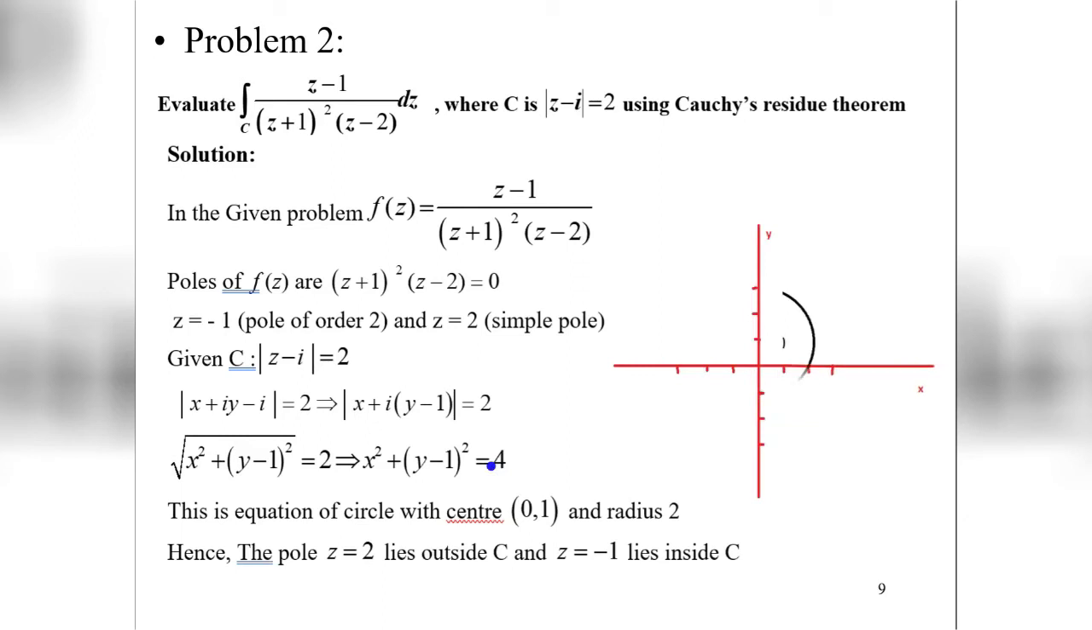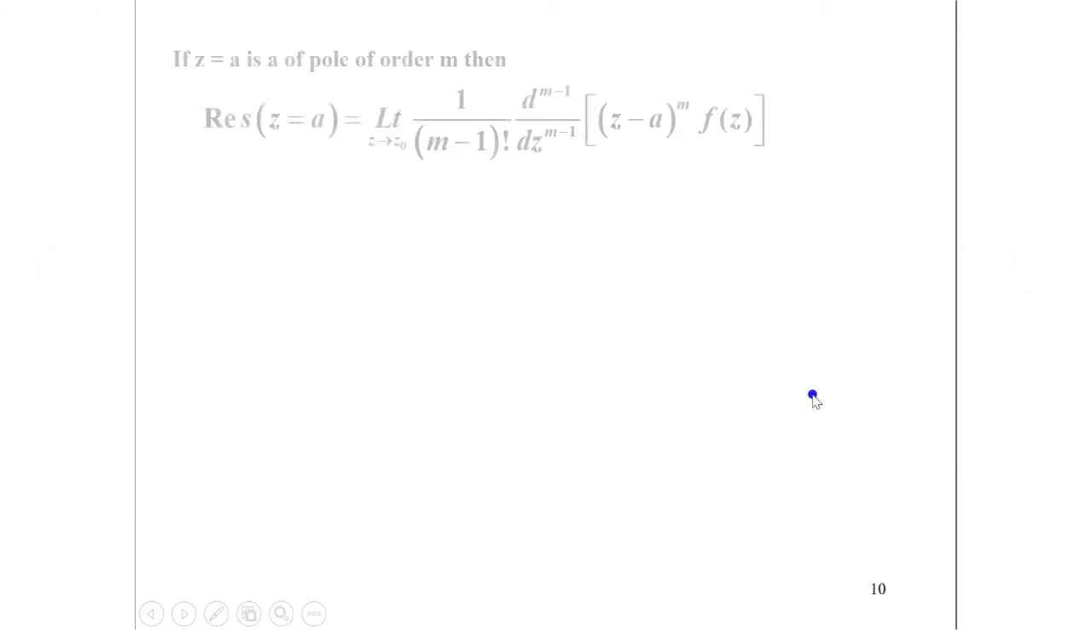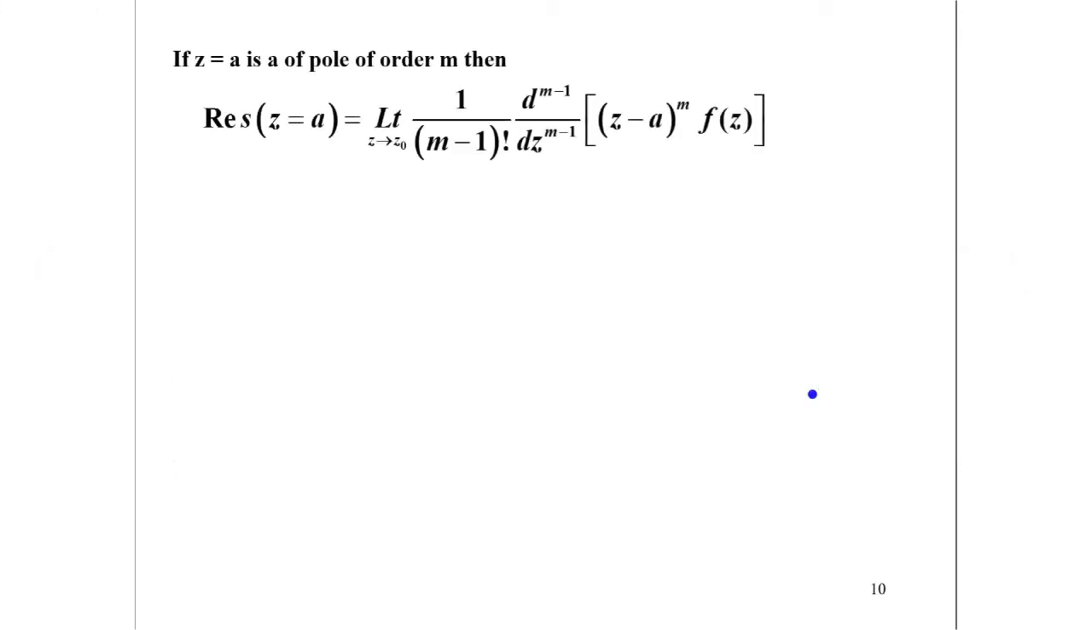That is, it's a circle with center (0, 1) and radius 2. Then we can clearly see that -1 lies inside and 2 lies outside. So we can find residues only for -1, not 2. But here z equal to -1 is a pole of order 2.